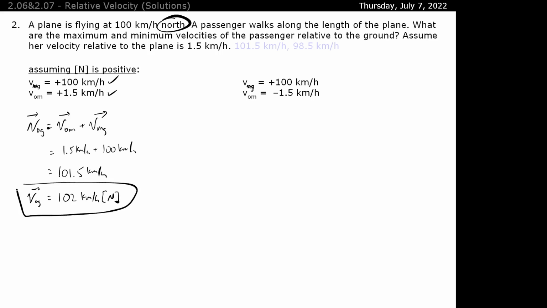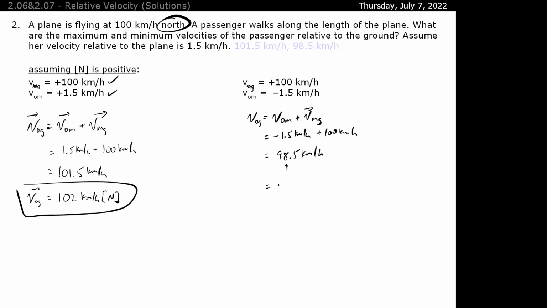And if you're going in the opposite direction of the plane's flight, then yes, there will be a difference in value, and your overall speed, or your velocity relative to the ground, will be less. So VOM plus VMG, and this time around is negative 1.5 kilometers per hour plus 100 kilometers per hour, which will initially give us 98.5 kilometers per hour.